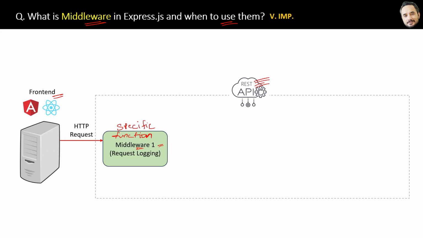Okay, clear? All right, now this middleware function will perform some logic inside it. Here with the request, it will perform the logic, and then by using the next method, it will pass the HTTP request to the next middleware.